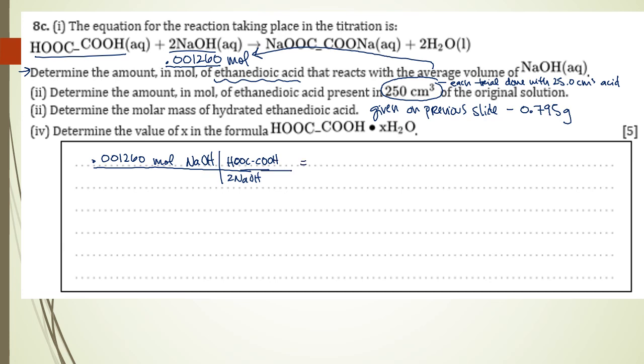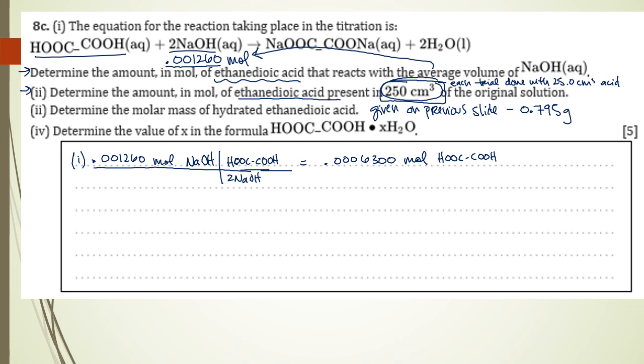And that's going to give us 0.006300 with my 4 sig figs moles of HOOCCOOH for each of those trials. Good? Good. So that's part I. Part I asks us how many moles of that ethane dioic acid in the whole 250 cubic centimeters that we made up at the start of the problem.